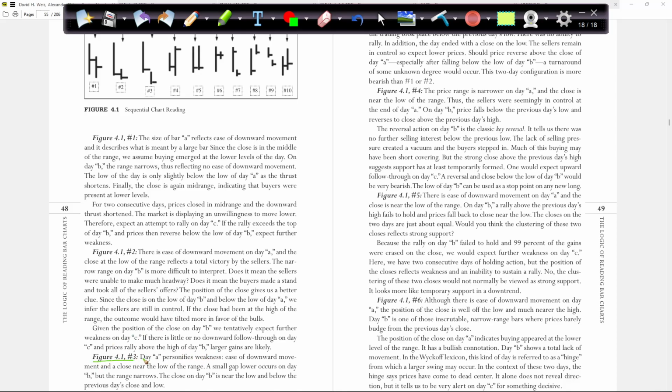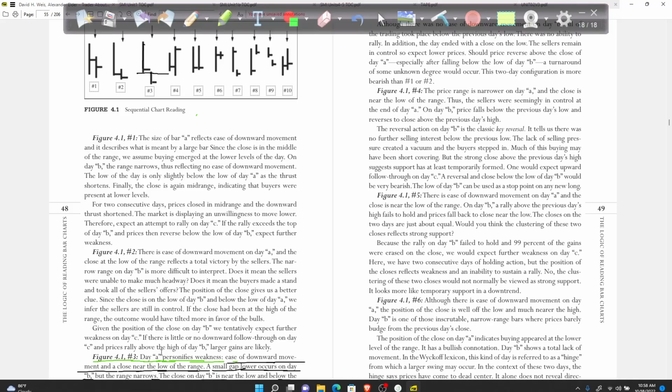Now figure 4.1, day A personifies weakness: ease of downward movement and a close near the low of the range. Here, ease of downward movement and a close below the low of the day. A small gap lower occurs on day B, but the range narrows. The close on day B is near the low and below the previous day's close and low.